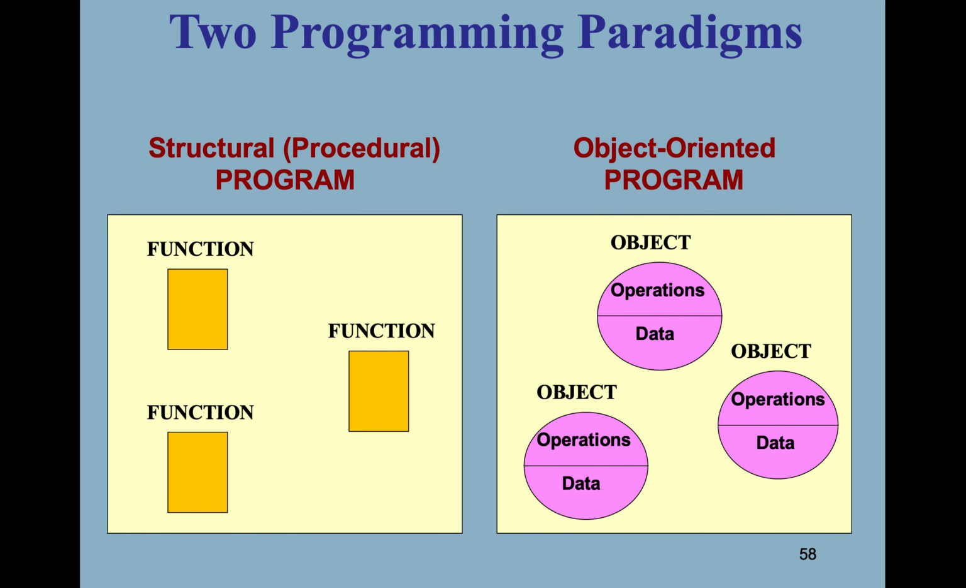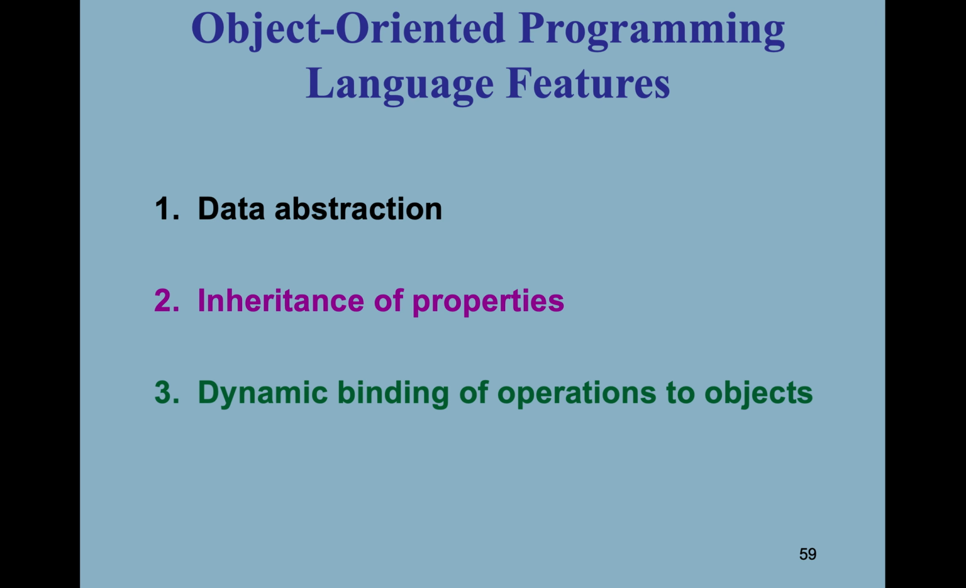Okay, so here are the two programming paradigms we've got going on here. We have the structural procedural program on the left. We have the object-oriented program on the right. We see function, we see object, with operations and data. If you haven't gotten the point yet, object orientation is very similar to the old style functional programming, except we don't write functions, we write objects instead of functions. So that's what that slide is basically talking about.